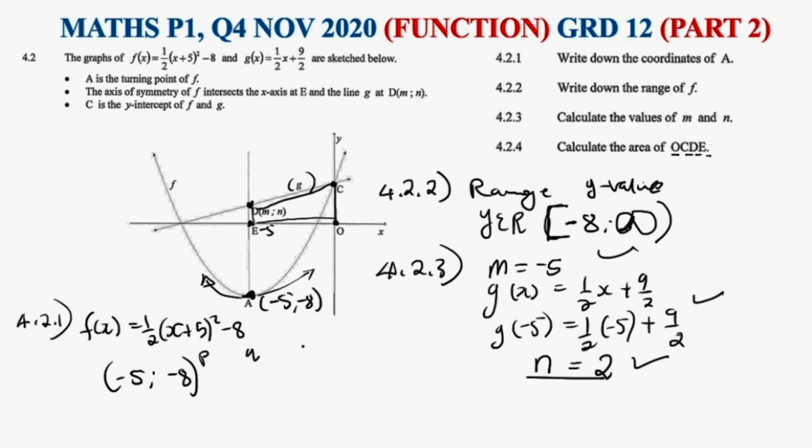By the look of things, this looks like a trapezium. So therefore, you can come here and say 4.2.4: the area of a trapezium is going to be half base times height. Okay, so therefore half, what is our base? Our base is from O to E. So therefore it's going to be 5.